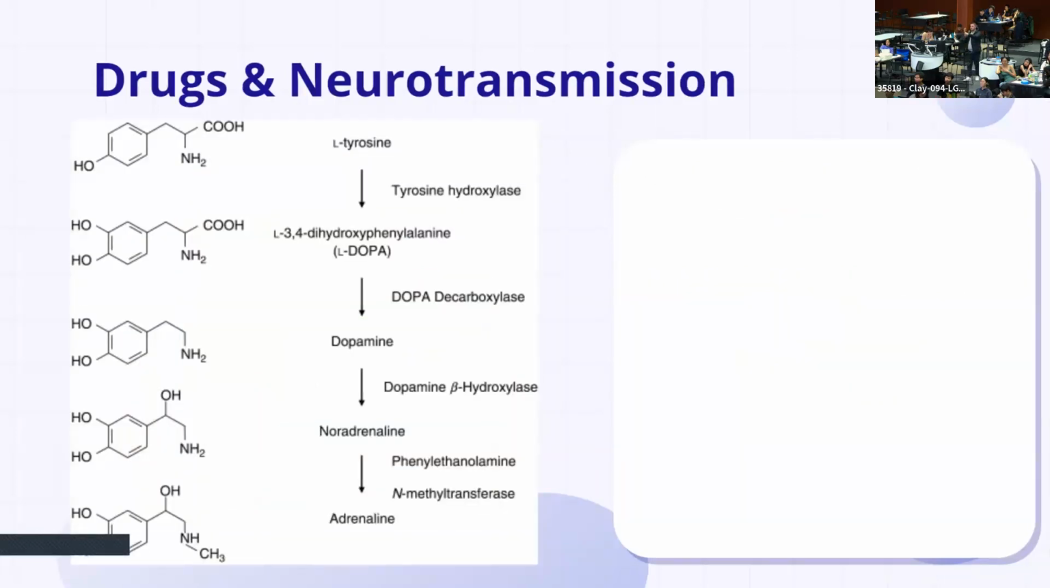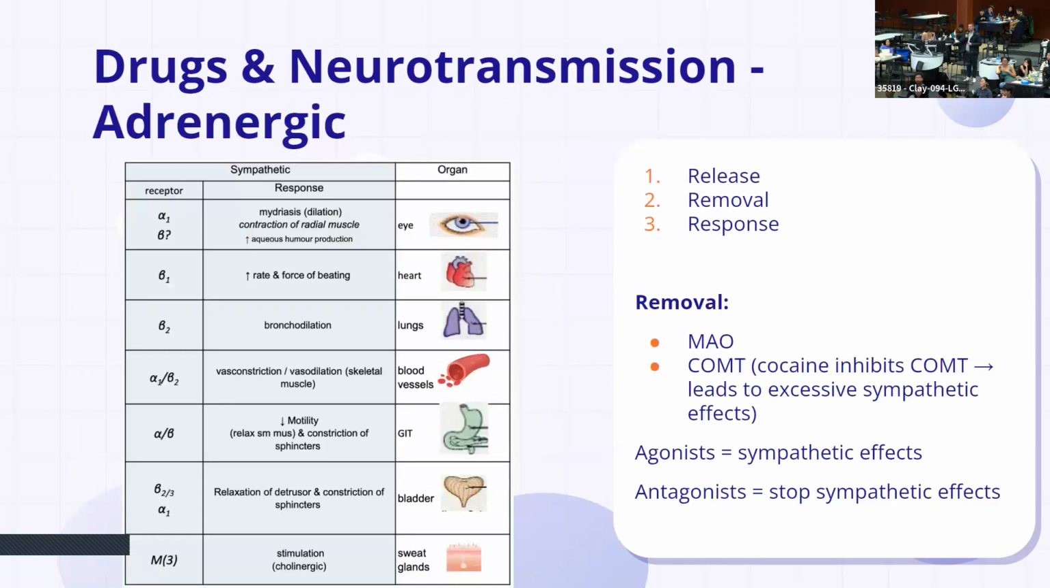Okay, this is just how we get to adrenaline. It's coming from L-tyrosine or tyrosine, and it goes through the process to get to noradrenaline and then to adrenaline. And your rate limiting step is your L-tyrosine to L-DOPA.